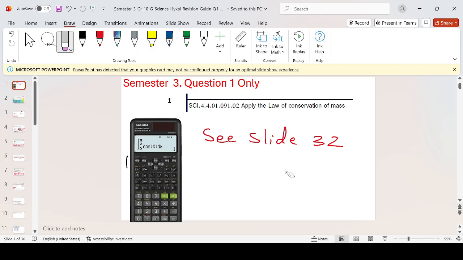This recording is only based on question 1, which was added to your exam after I made the first recording. So I just wanted to add question 1 only. We will go straight to slide 32 to discuss question 1, and you need a calculator for this. There we go.